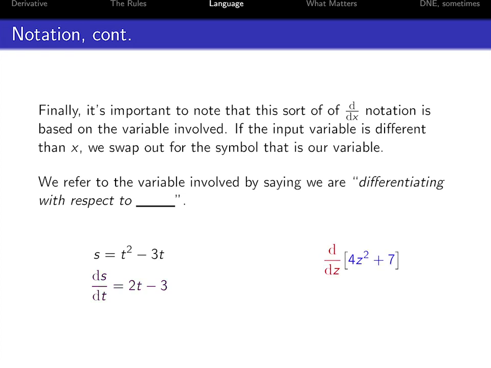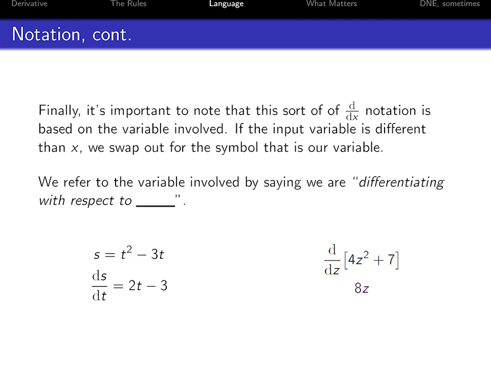We'd have the exact same thing over here, d over dz of 4z squared plus 7. That's saying differentiate this expression with respect to z, which is important because the variable involved is z, so we have to be differentiating with respect to z. So the derivative of that would be just 8z.